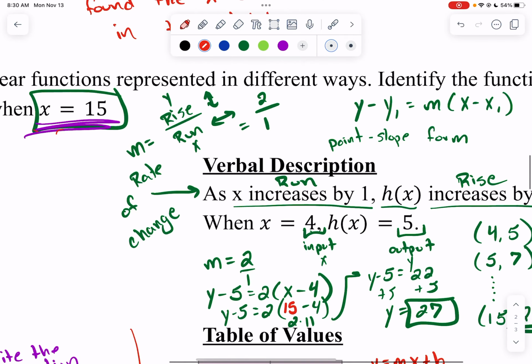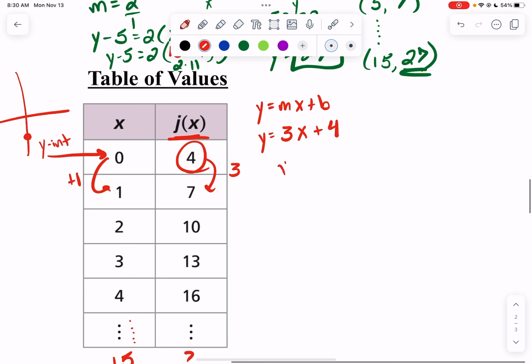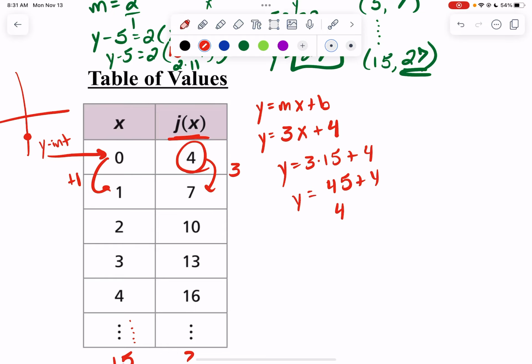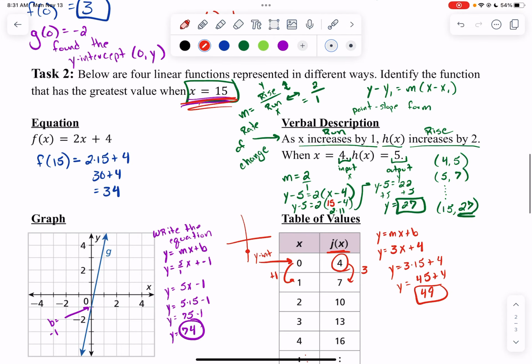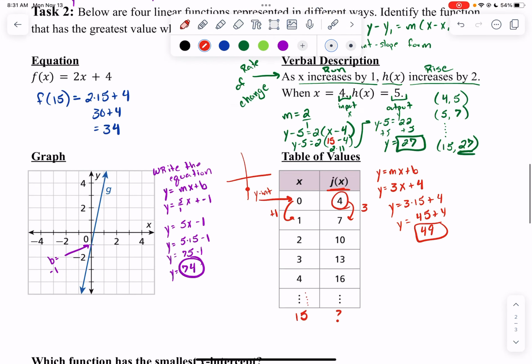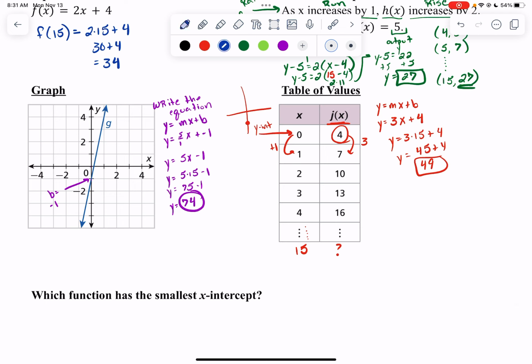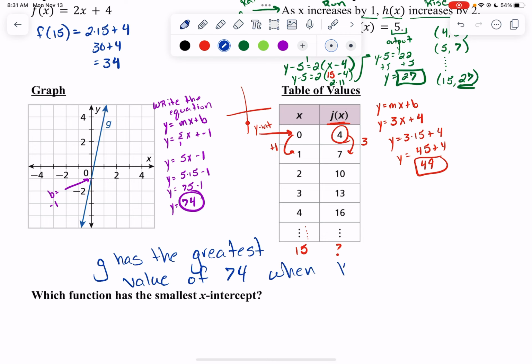And again, we want to know what happens when x is 15. y equals 3 times 15 plus 4. 3 times 15 is 45, plus 4, 49. Okay, so which one? The final question: identify the function that has the greatest value when x equals 15. So my final answer, G has the greatest value of 74 when x equals 15.